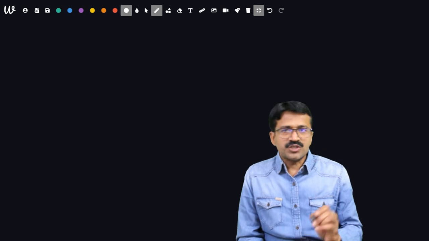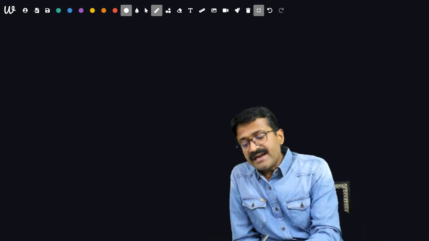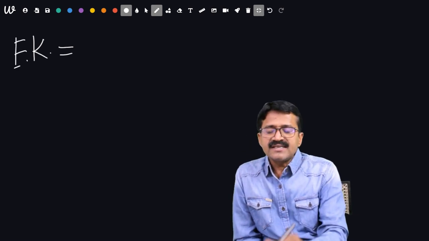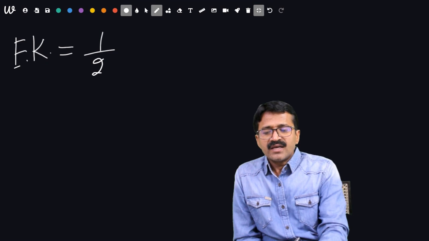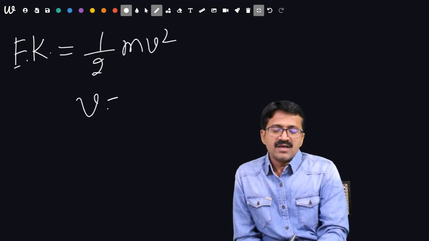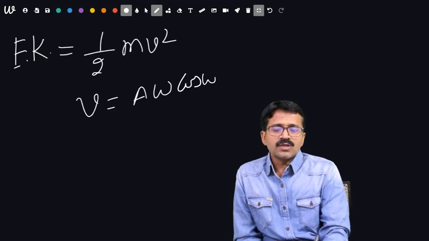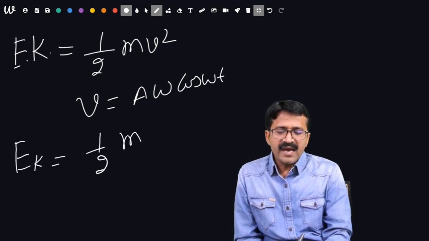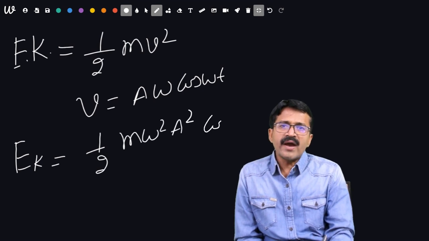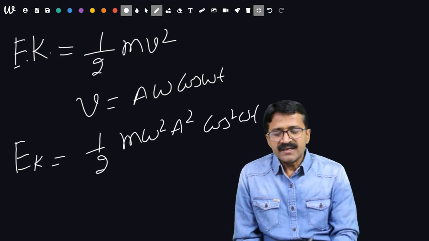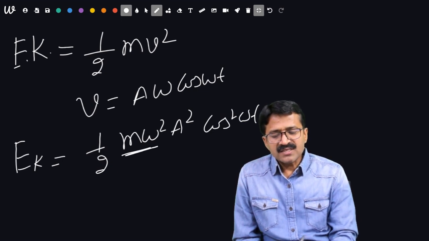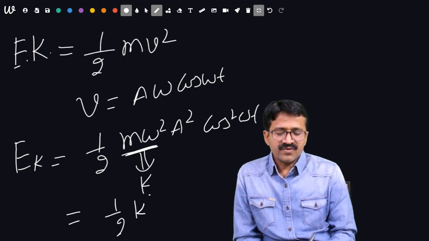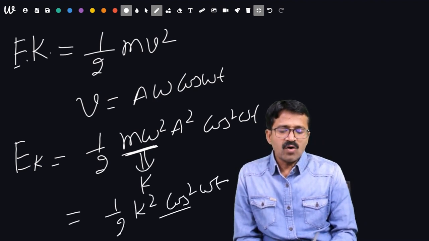Now these are a few questions. Now what about kinetic energy? Kinetic energy, you can write Ek is equal to half mv square. You know v is a omega cos omega t. Then kinetic energy Ek will be half m omega square a square cos square omega t. What about m omega square? It is represented by k. So it will be half k a square cos square omega t.